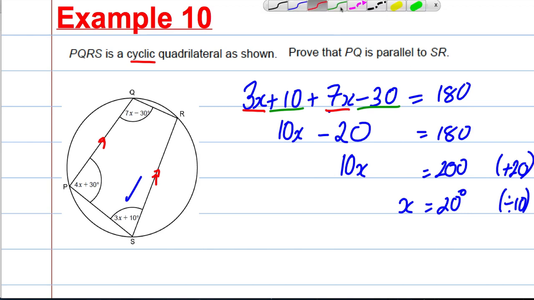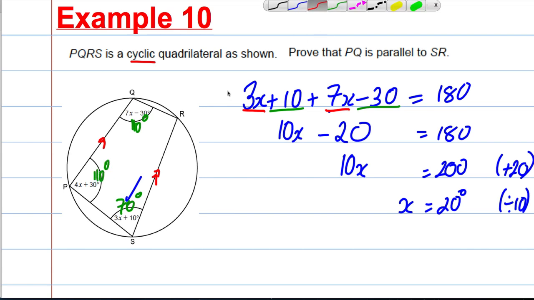So let's fill in what we know. If x is equal to 20 degrees, let's fill this in. This angle here, 3 times 20 is 60, plus 10 is 70 degrees. This here must be 7 times 20 is 140. Take away 30 is 110 degrees. This here must be 4x plus 30. 4 times 20 is 80, plus 30 is 110 degrees.